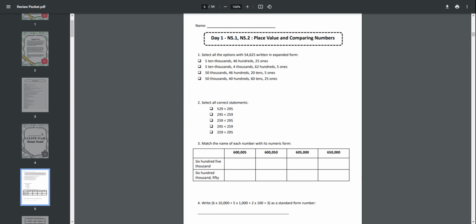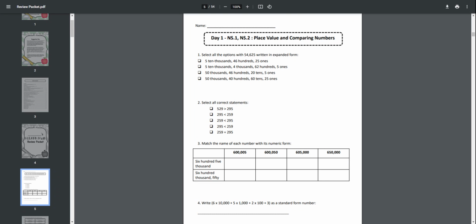But since Wednesday is an e-learning day, I wanted to read aloud the math paper in case you had any questions. So you can pause this whenever you need to. You can replay it, go back and replay it, whatever you need to do. Okay? So, day one, place value and comparing numbers.